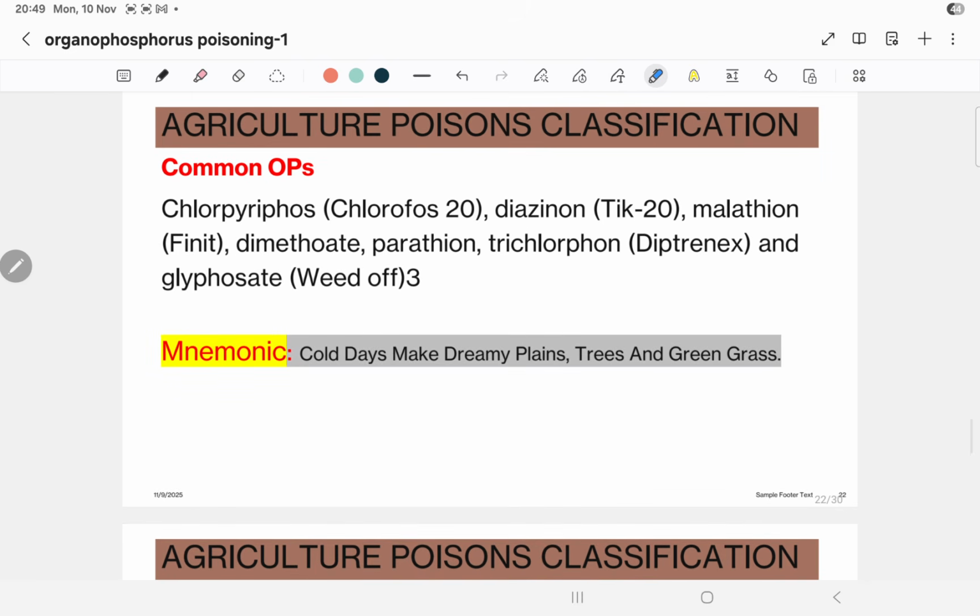Common OPs. There is a mnemonic for that again. Cold days make dreamy plains, trees and green grass. So here also, if I were you, I would just remember this much. Cold days make dreamy plains. I have 5 names now. C, D, M, D, P. I have 5 names. So remembering these 5 names in the exam is enough.